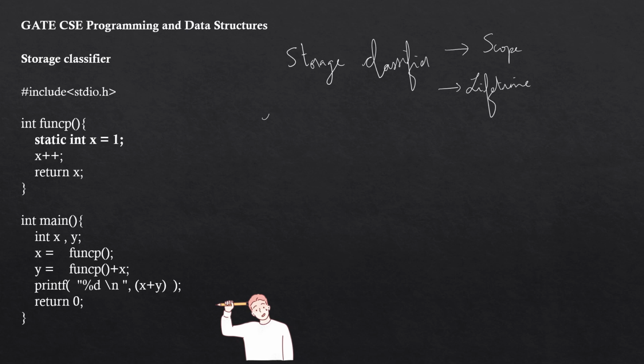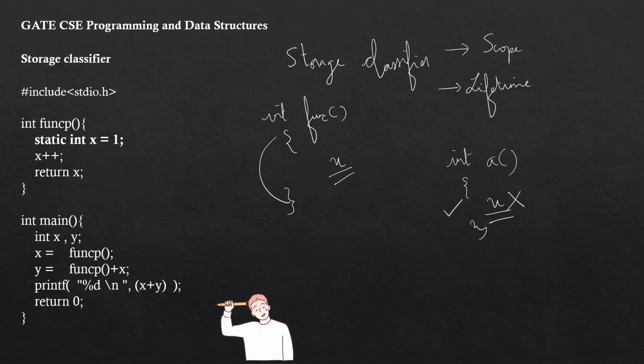When we talk about scope, suppose you had a function. Scope refers to the area where it can be accessed. If we declare a variable x, we can only use it here. Suppose in another function you try to use this variable x, it will give an error because the compiler doesn't know which variable it is. So scope only tells you about where you can access.